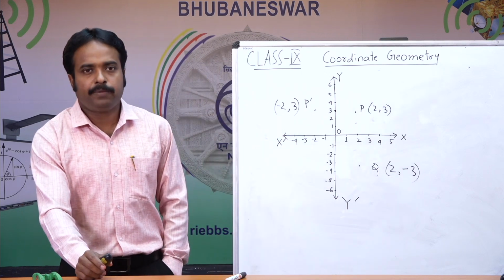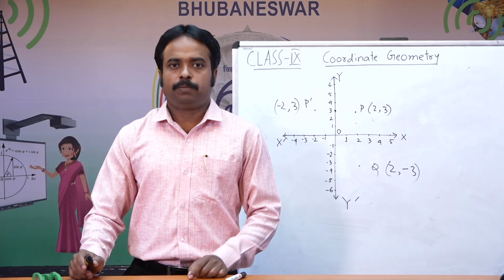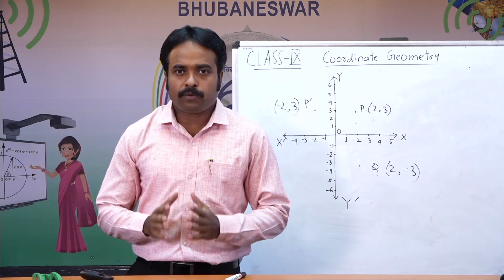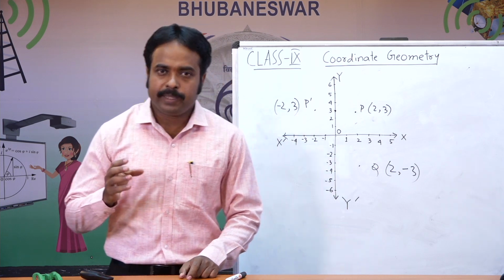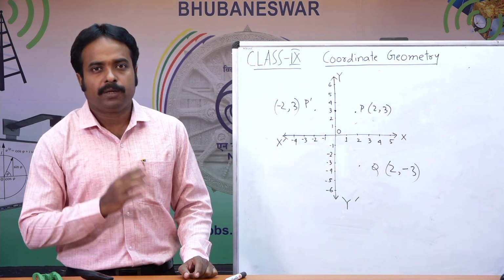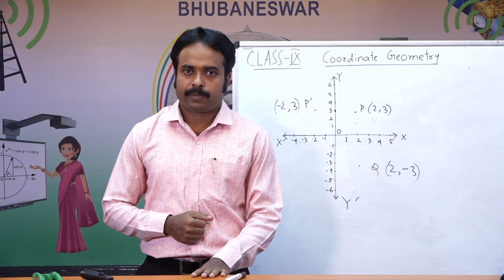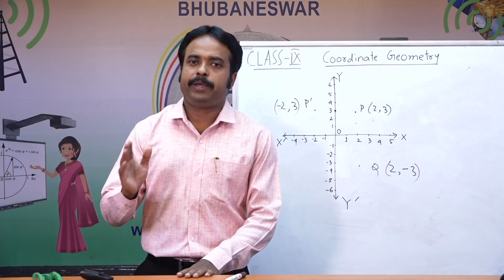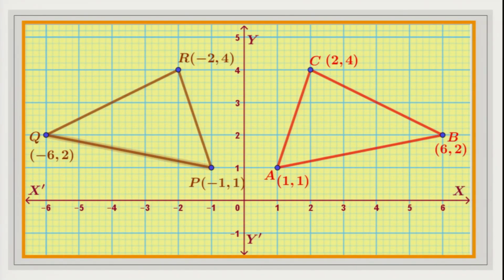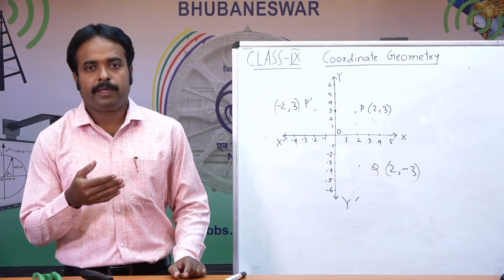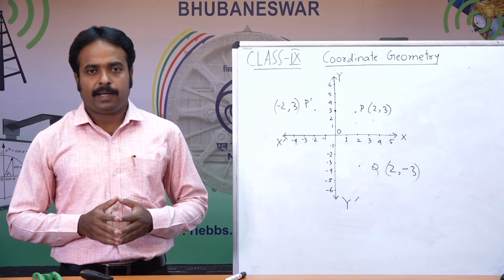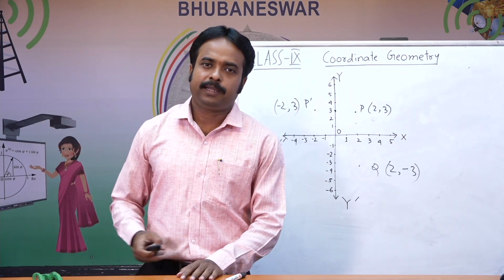Now, I may give you one more assignment. Before giving this assignment, I may ask you what would be the image of this triangle ABC with respect to the x-axis. Just now we found the image of ABC with respect to the y-axis. Now it would be your assignment to find the image of the triangle ABC with respect to the x-axis. I think, students, you can easily do it.